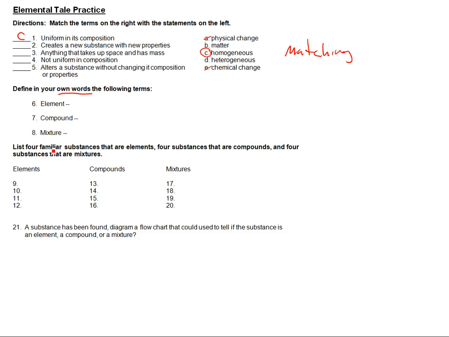Now, 9 through 20, I get a lot of questions on, but it is quite simple. List 4 familiar substances that are elements, 4 substances that are compounds, and 4 substances that are mixtures. So an element, you just need to name 4 common elements that you can think of, like oxygen. How about carbon, iron, and then whatever else you can think of. There's, I was about to say millions. There's 111 more of them that you could think of, if I remember right.